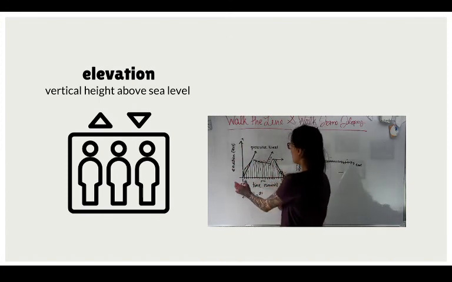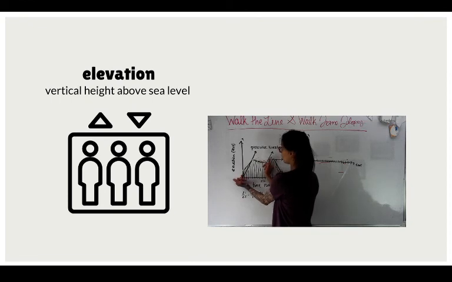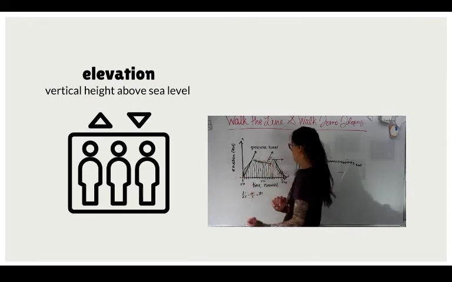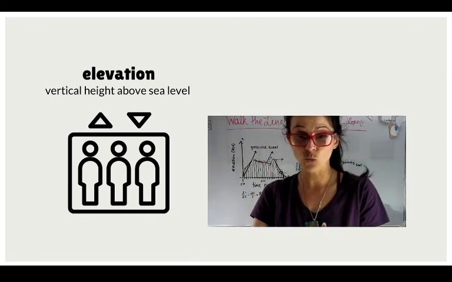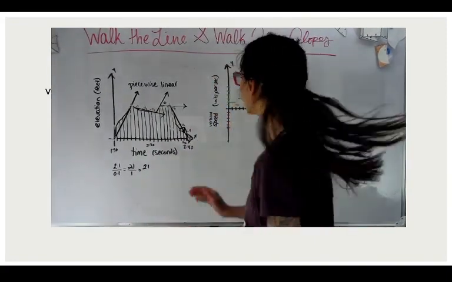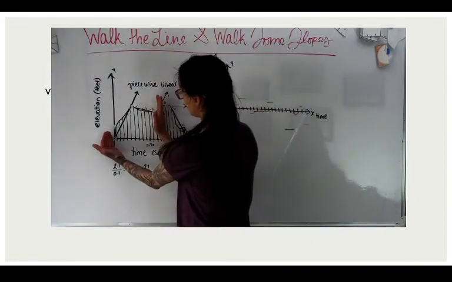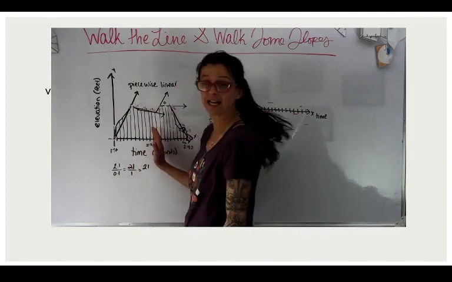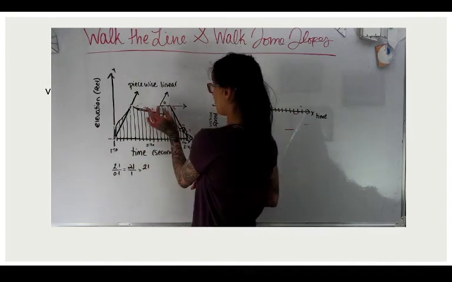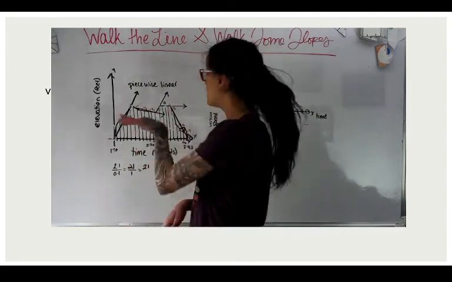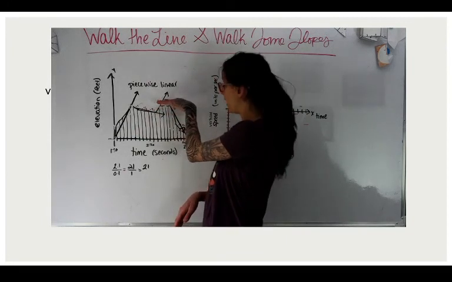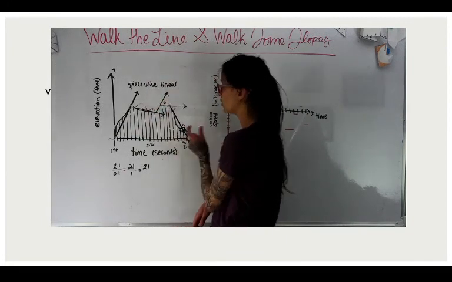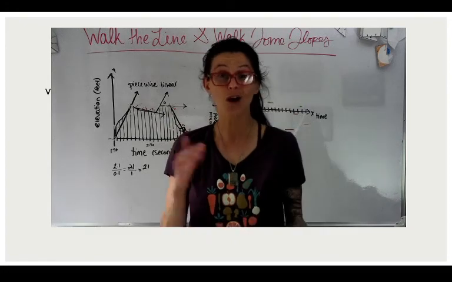So you'll see that it takes me much longer to walk up the hill. It takes me about a minute and a half to walk up the hill because walking up the hill is a slower process, and then I stop to talk to the camera. So I have no vertical change in my height, and then it's a much shorter amount of time, about 30 seconds, to walk down the hill.